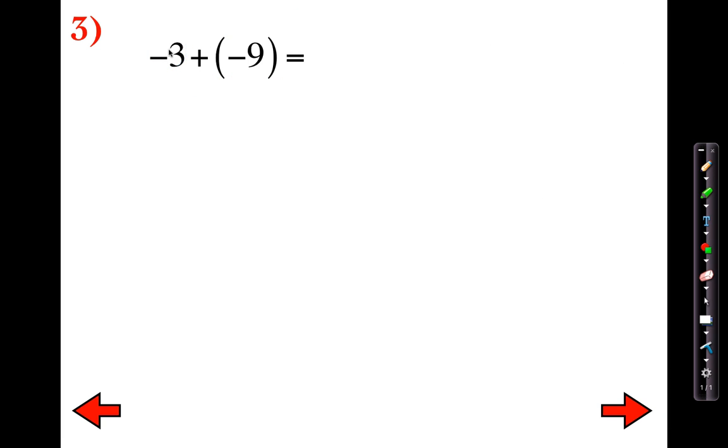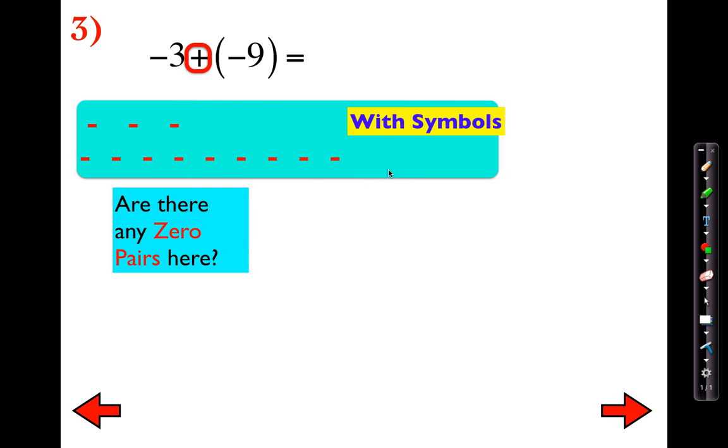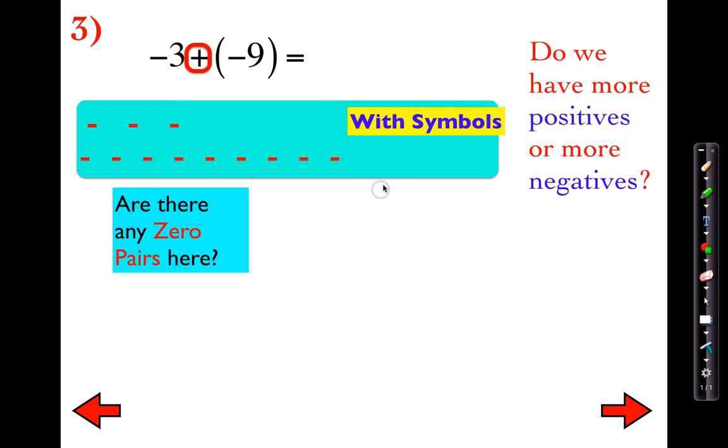Now for number 3, go ahead and pause the video and try this one by yourself. Go ahead and create a model using these symbols. Okay, so hopefully the first thing you did was understand that there's 3 negatives, so you start with 3 negatives, and then you're going to add 9 negatives. Now notice here there are no zero pairs, none at all.